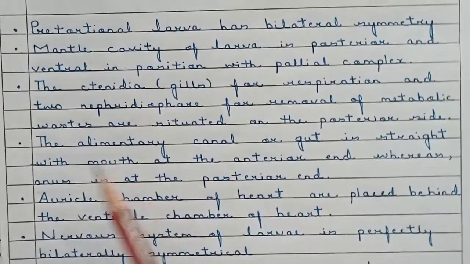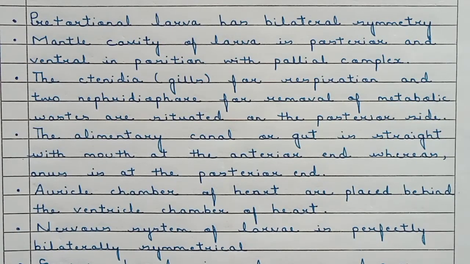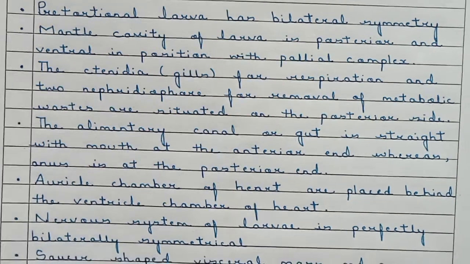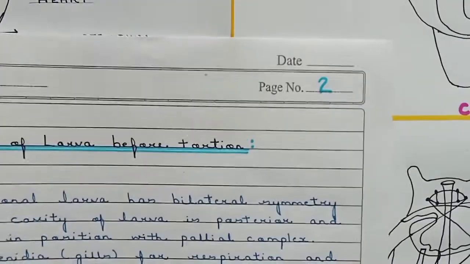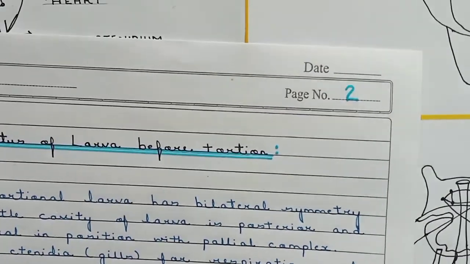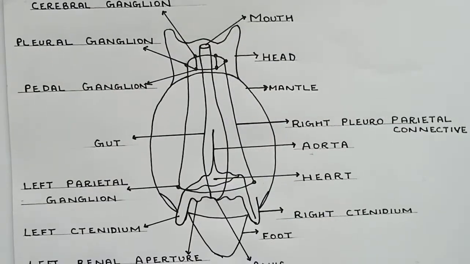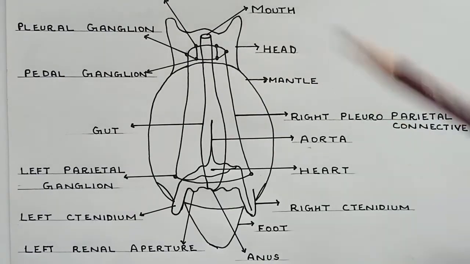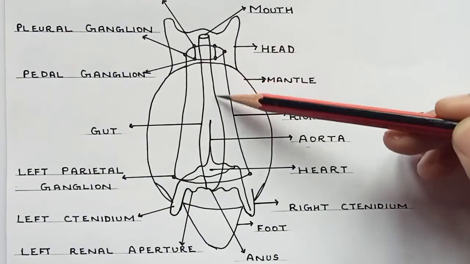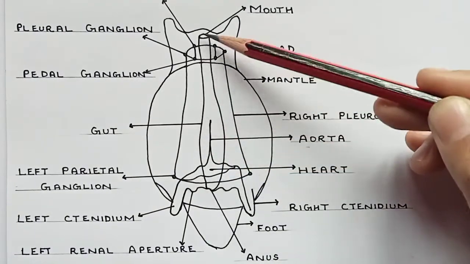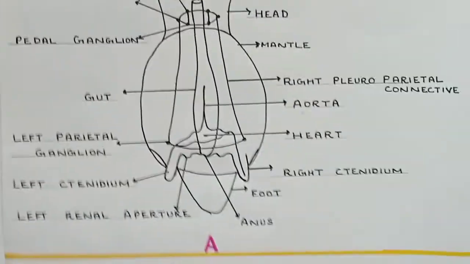Now the alimentary canal is straight. The alimentary canal or gut is straight, so the mouth lies on the anterior and the anus lies on the posterior end. For example, in this figure A, we see that the gut is straight. This is the gut, and it is straight.